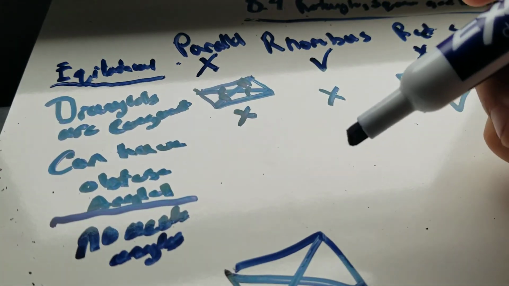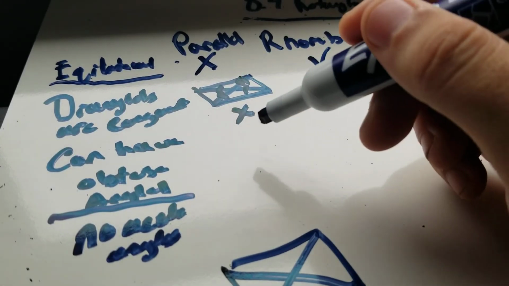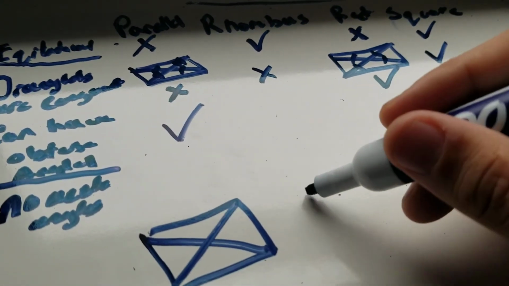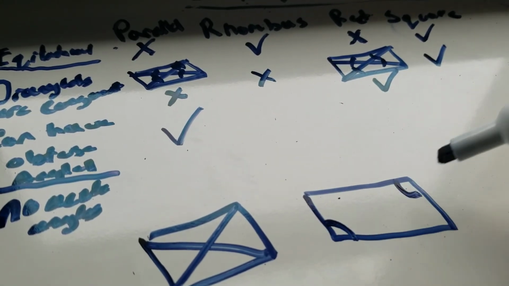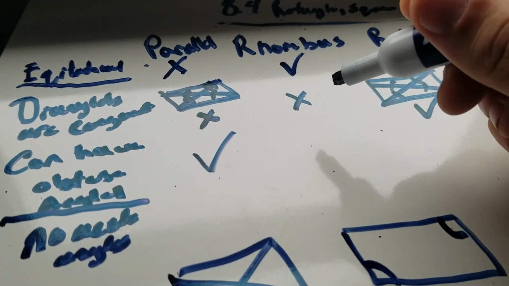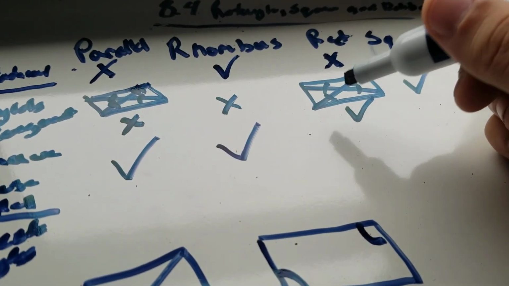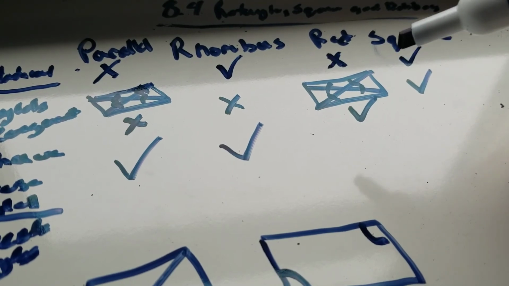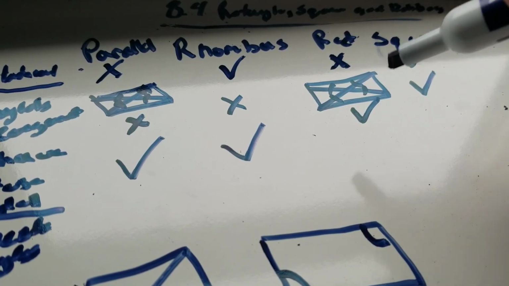Can it have an obtuse angle? So a parallelogram can have an obtuse angle. If you want to see how it looks, it would look something like this, where this one and this one are obtuse angles. So a parallelogram could have an obtuse angle. Rhombuses can also have obtuse angles. Now, a rectangle, by definition, has all angles equal. And when all the angles are equal in a quadrilateral, that's 90 degrees. So by definition, all the angles are 90 degrees.